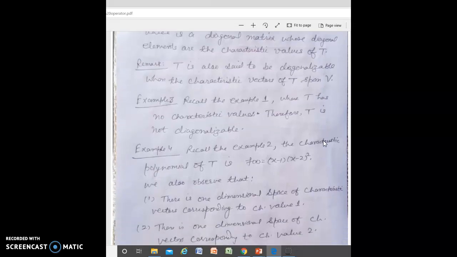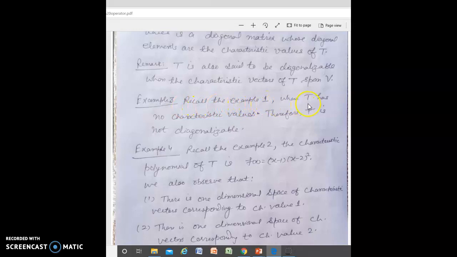Now the remark: T is also said to be diagonalizable when characteristic vectors of T span V. That means the characteristic vectors of T also generate V. Say V1, V2, ..., Vn, etc. generate V.